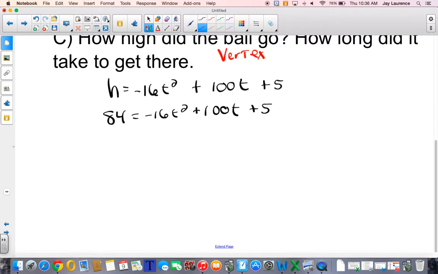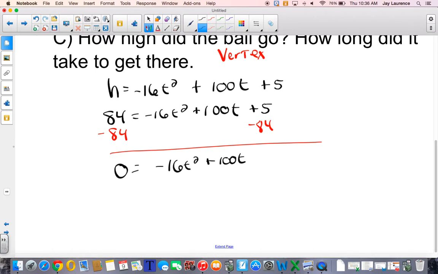And so then I'm going to subtract 84 from both sides. And I'll get 0 equals negative 16t squared plus 100t minus 79. And now it's time for the quadratic formula. So I'll go A, B, C. Easy as negative 16, 100, negative 79.